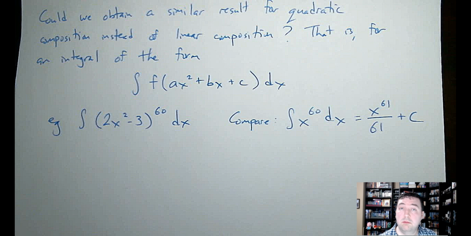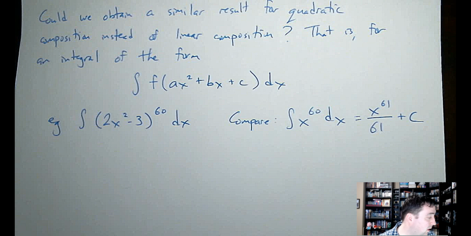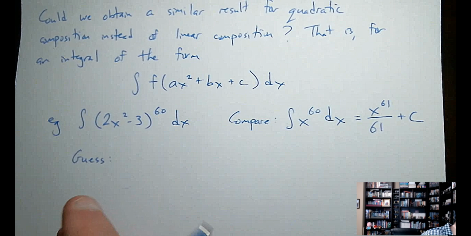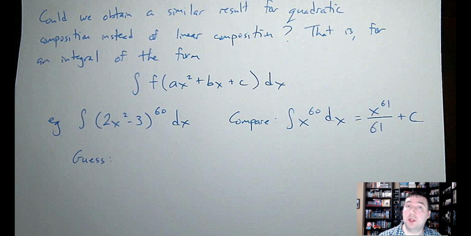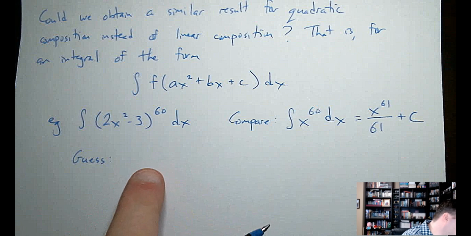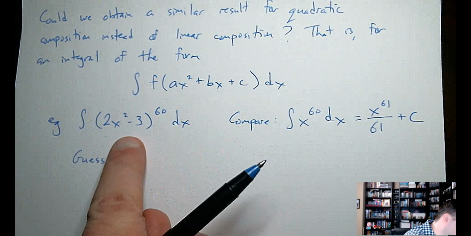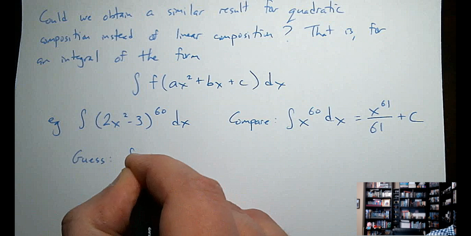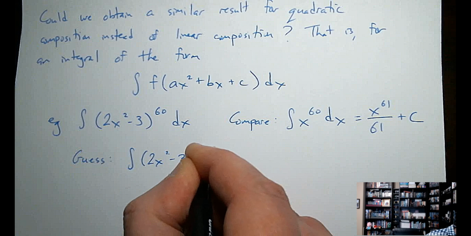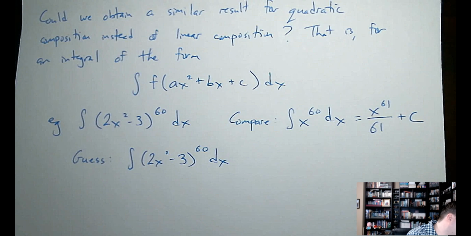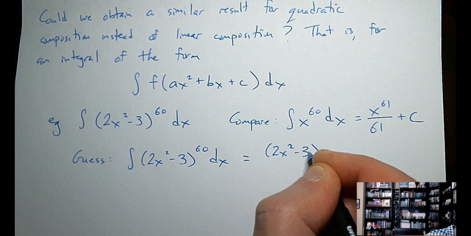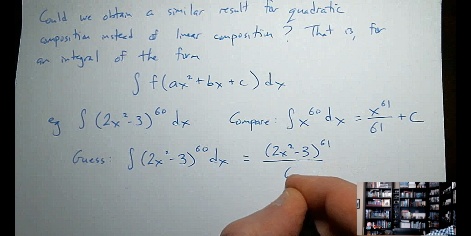So we're going to do all of this again from scratch. We're going to need to make a guess here. And if there's going to be a result here that we can make use of, then we're going to hope that however this integral works, it follows something along the lines of that common integral. So just like we did for linear composition, we're going to guess that the integral of (2x^2 - 3)^60 is hopefully going to be something close to (2x^2 - 3)^61 divided by 61 plus C.